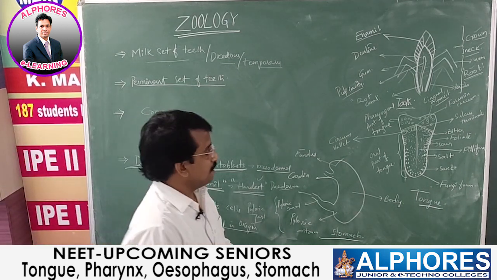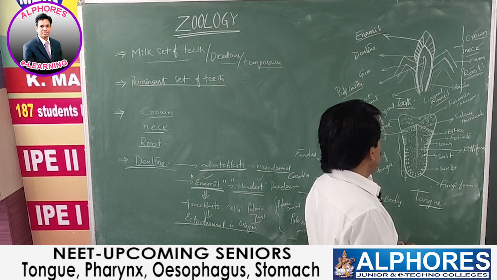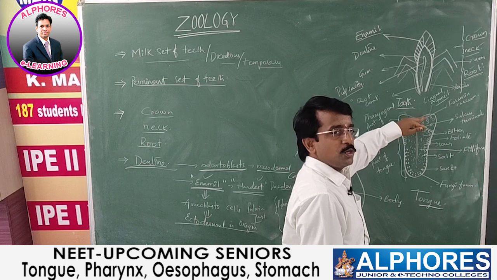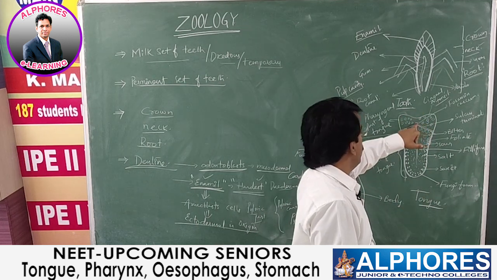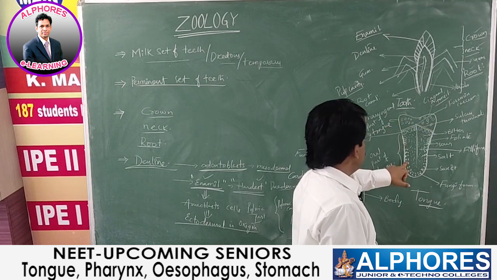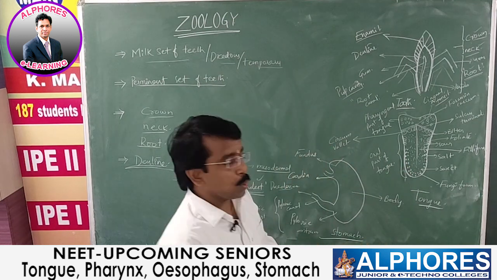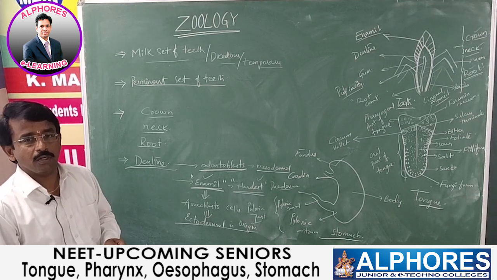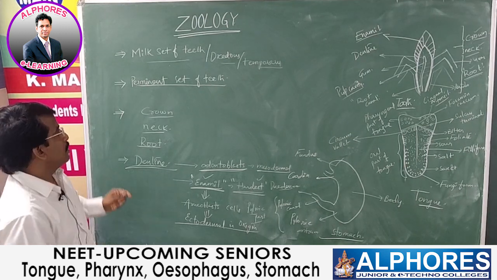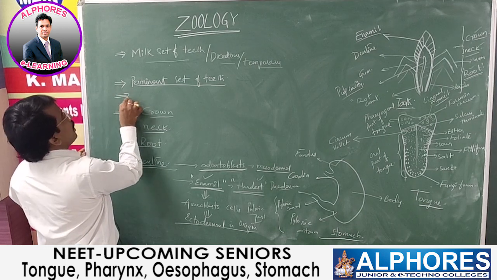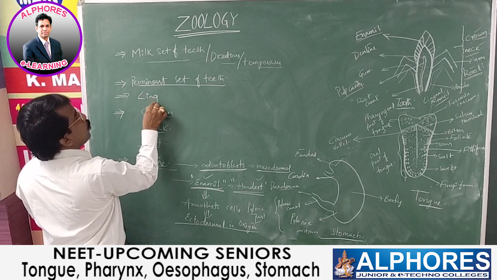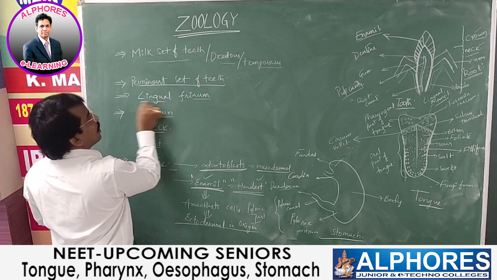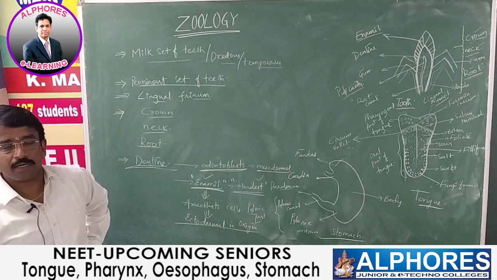The tongue is differentiated into two parts. One is the pharyngeal part and the other part is the oral part. Tongue is connected to the floor of the oral cavity by means of the lingual frenulum. Lingual frenulum connects the tongue to the floor of the buccal cavity.